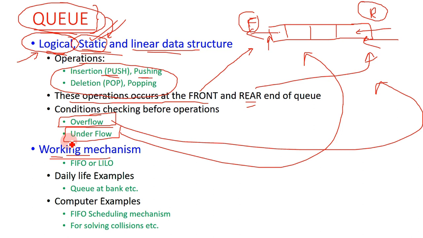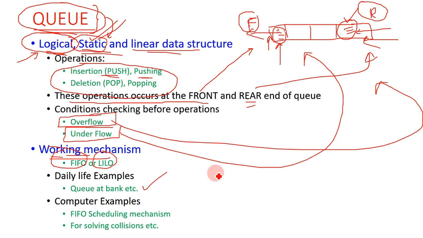Okay, the queue works on first in first out mechanism or last in last out mechanism. The element that is inserted into the queue first will be served first. The priority of the first element that is inserted is high as compared to other elements. In last in last out mechanism, the element that is inserted at the end has lower priority as compared to the other elements, or this element will be served at the last. Okay, so the queue works on these mechanisms, FIFO or LILO mechanism.